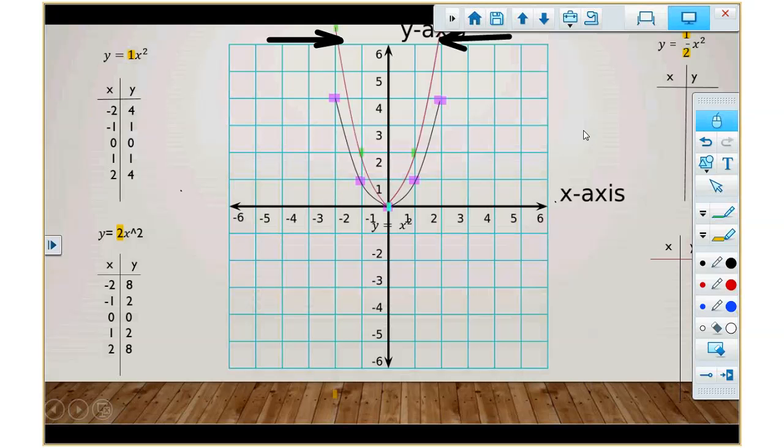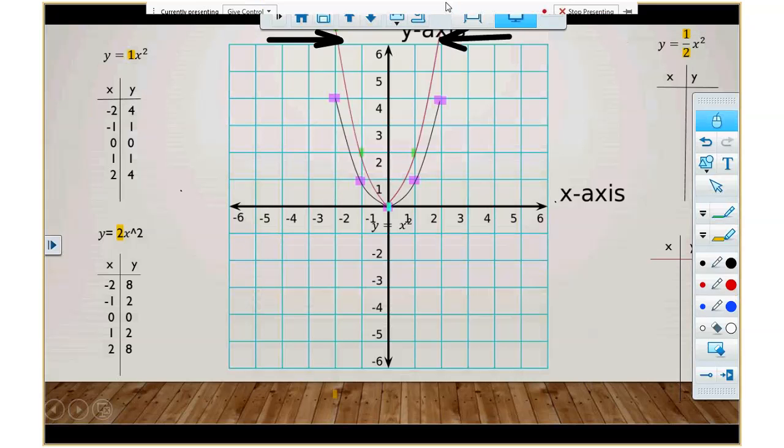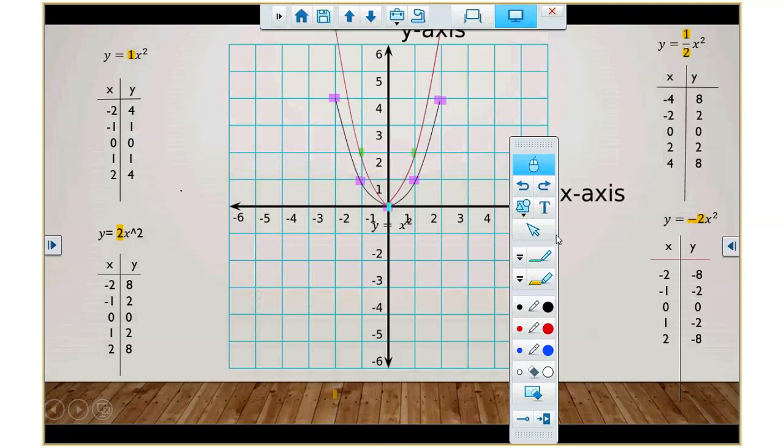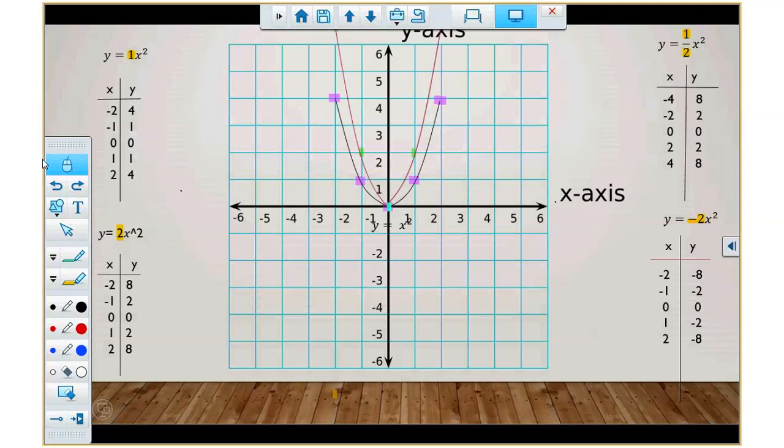Next one. You do this one. y = 1/2 x squared. Now the A has turned into a fraction. See what happens now. So that way you're going to use multiples of the what? To keep it simple, you're going to use multiples of the denominator: -4, -2, 0, 2, and 4, because you want to clear the what? The fraction. So you use multiples of the denominator.